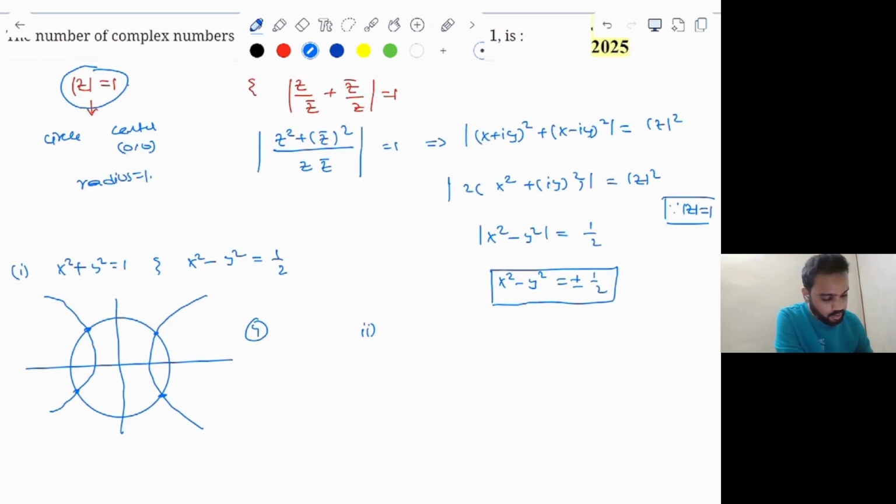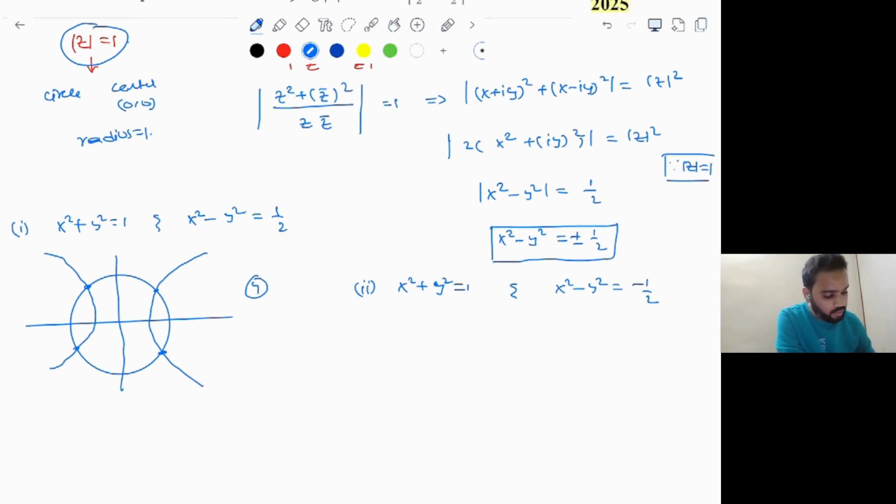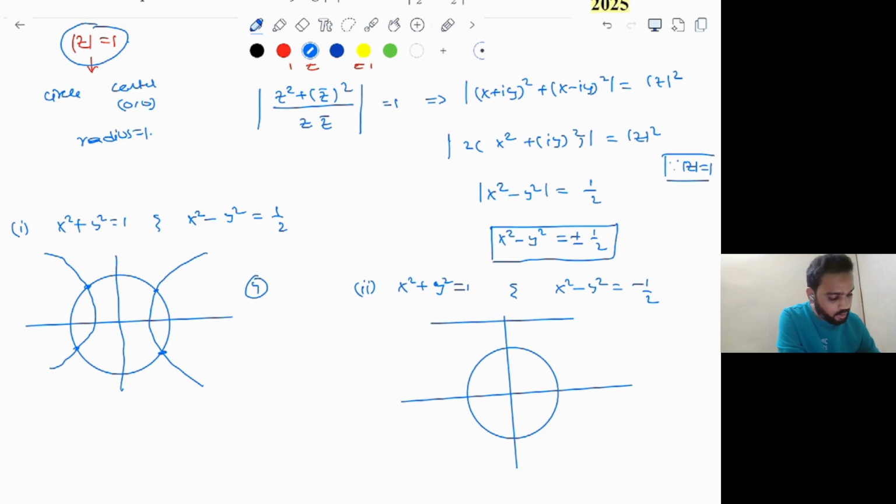In a similar way, case 2, if you take, the first equation is not changing because x square plus y square is equal to 1. But in the second case, you must be taking it as what? x square minus y square is equal to minus 1 by 2. Now for this one also, let's go with the diagram. x square plus y square is equal to 1 will be a circle again whose center is origin, radius is equal to 1. But this time, again, we have a rectangular hyperbola, but it is the conjugate one. So you will get a diagram something like this.